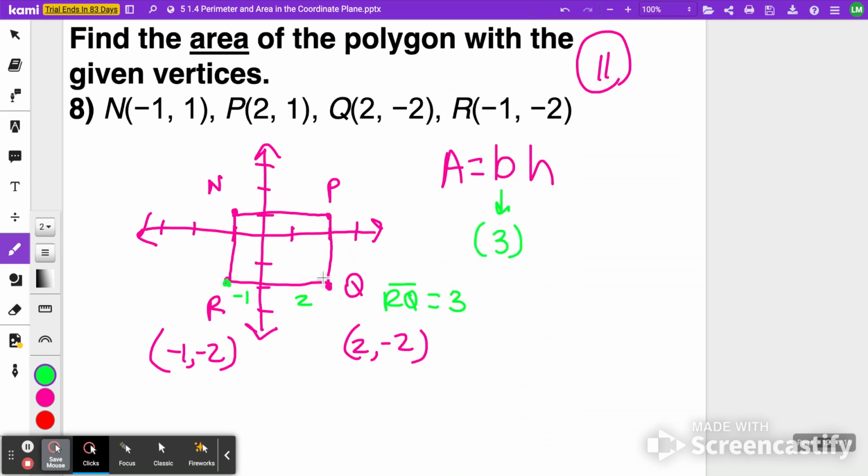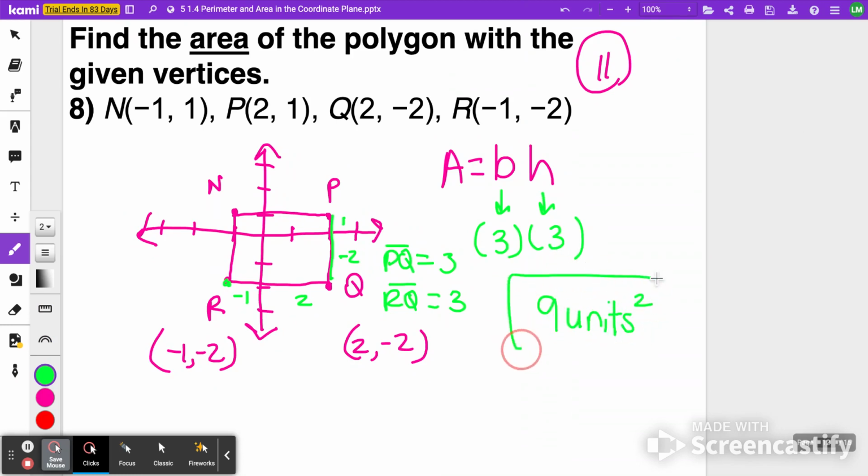Okay. The height we can say is from P to Q. So let's look at the height from P to Q. I know P is 1 above the x-axis, and then Q is down 2, so that's a total of, again, 3. So the height is also 3. So to find my area, I'm just multiplying these together, and I get 9 units squared.